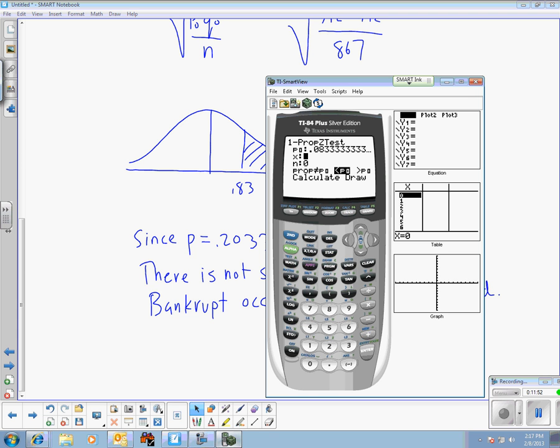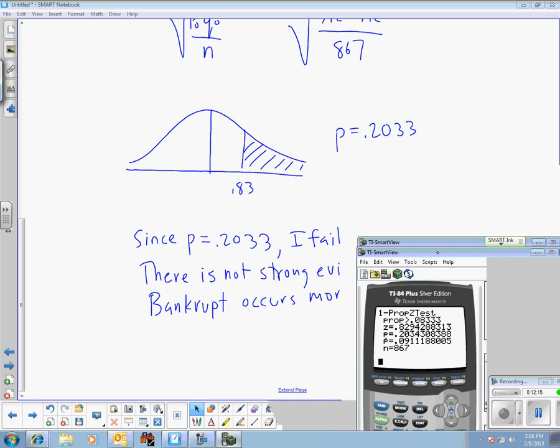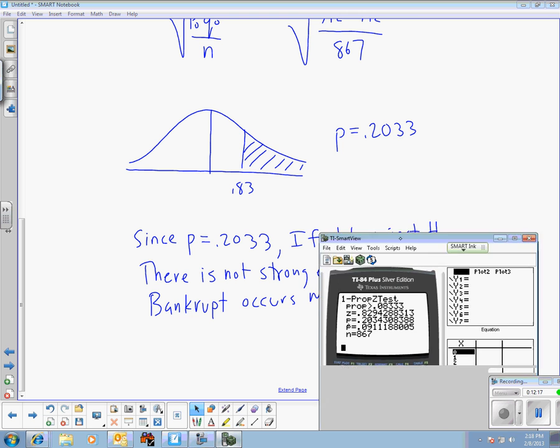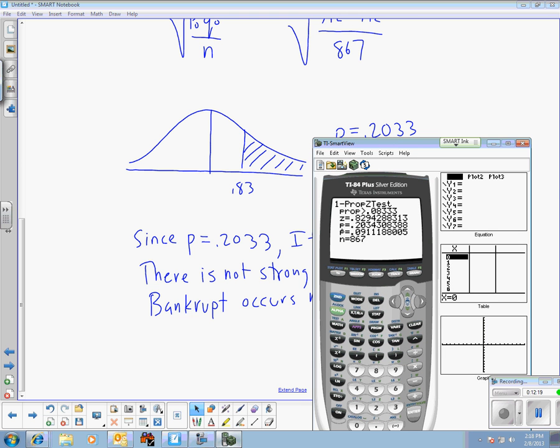X and N are your number of times that it happened when you were watching, 79, and how many total spins you watched, 867. You don't even have to calculate that proportion. My alternative was that this was too much, greater than P naught, and calculate. And we see some familiar values. Z-score 0.8294. We had a Z-score of 0.83. P 0.203, about 20%, exactly what we had.